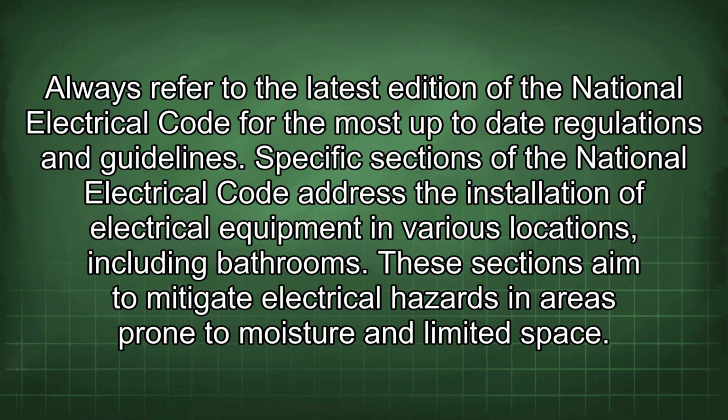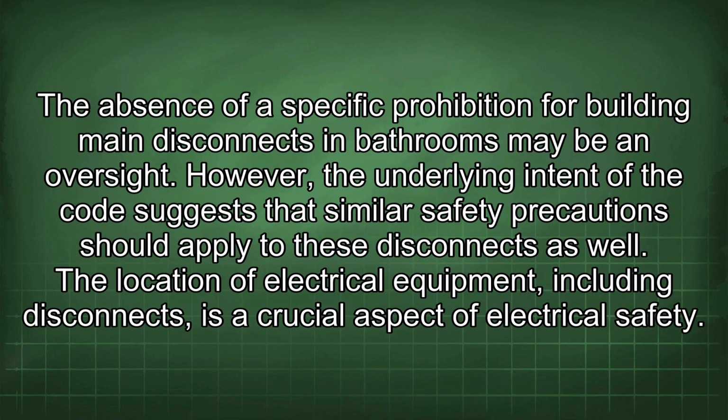Specific sections of the National Electrical Code address the installation of electrical equipment in various locations, including bathrooms. These sections aim to mitigate electrical hazards in areas prone to moisture and limited space. The absence of a specific prohibition for building main disconnects in bathrooms may be an oversight. However, the underlying intent of the code suggests that similar safety precautions should apply to these disconnects as well.